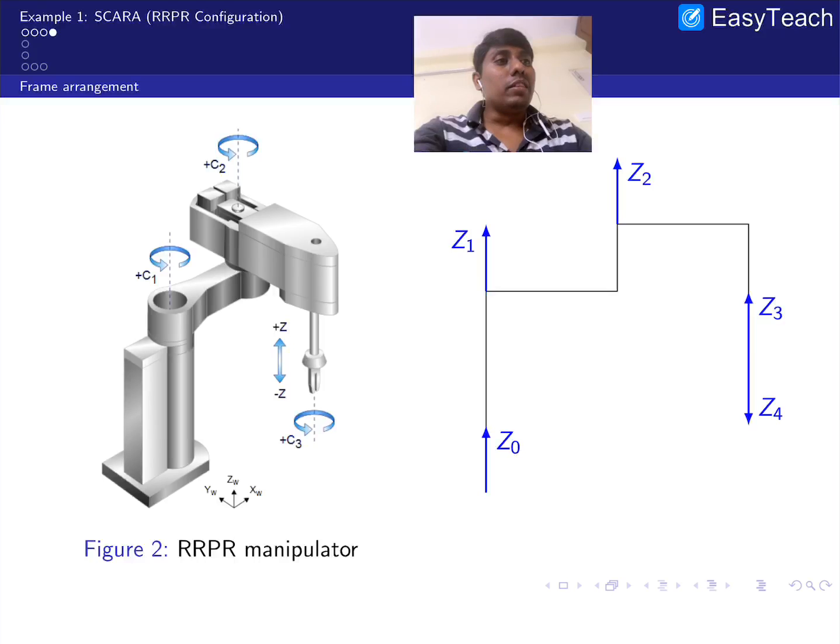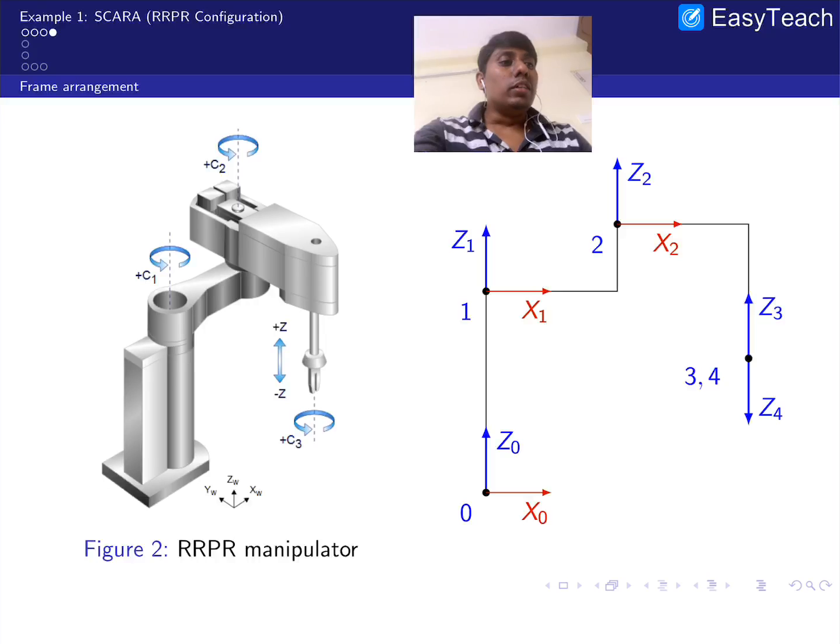You can see this is Z0, and I'm fixing 0, 1, 2, 3, 4, right? Now you need to fix the x-axis. While fixing x0, you have to see whether Z0 and Z1 are parallel or non-parallel. In this case it is parallel. I am taking the forward direction as x0, right? Similarly, while fixing x1, you see these two are parallel, so I am taking the link length positive, so I am fixing x1 in this direction. Similarly x2, because z2 and z3 are parallel.